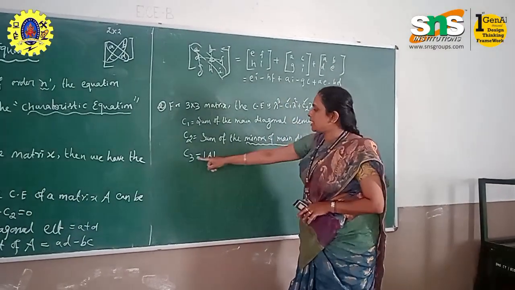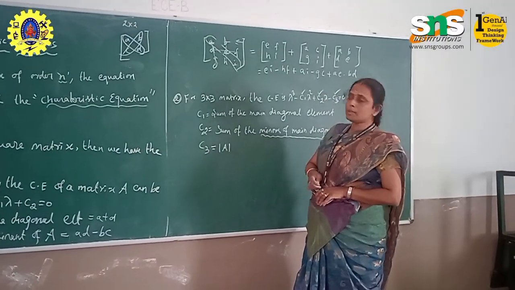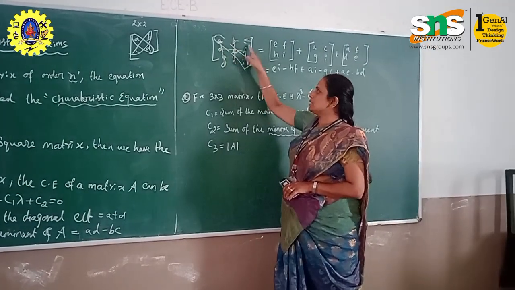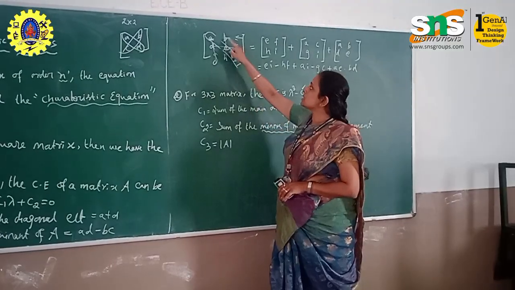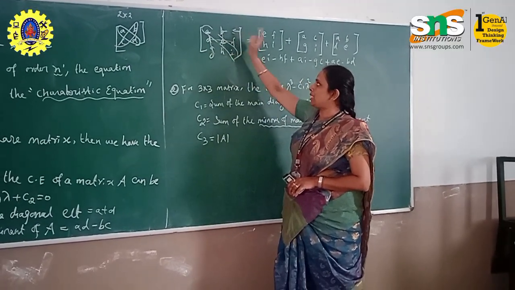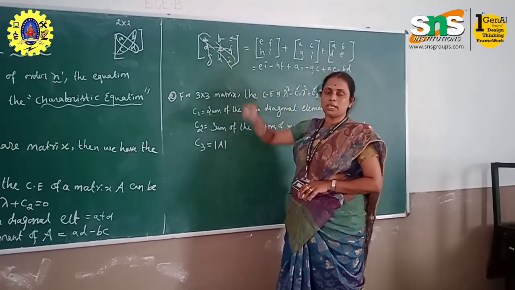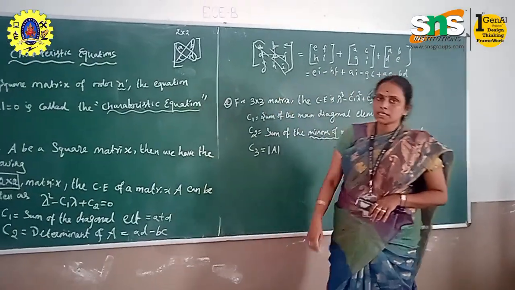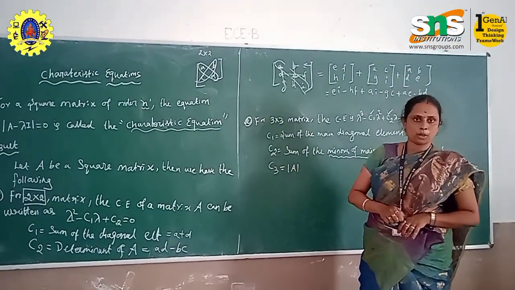Next we find C3, which is the determinant of A. How can we find the determinant of A? It is A into (EI minus HF), minus B into (DI minus GF), plus C into (DH minus GE). In this way we find the characteristic equation. Next class we will see basic characteristic equation problems. Thank you.